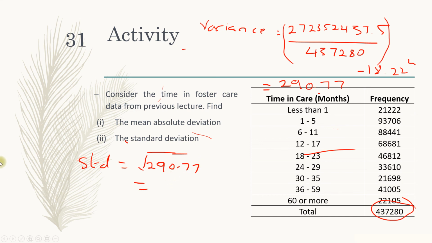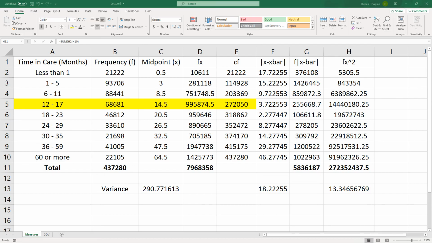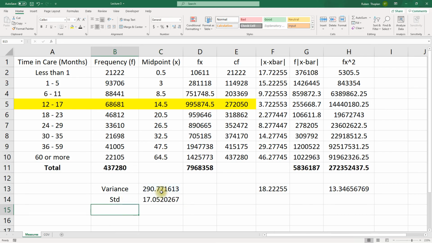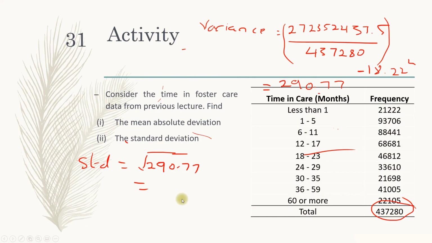So maybe I'll just do it on the Excel. The standard deviation equals, if you take the square root, you get 17.05, all right? 17.05, here we go. So that is the standard deviation, how it has been computed. You have already computed the mean absolute deviation as well, so we will be okay with that. So that is how you find out the standard deviation. The interpretation is similar to the mean absolute deviation in some ways.